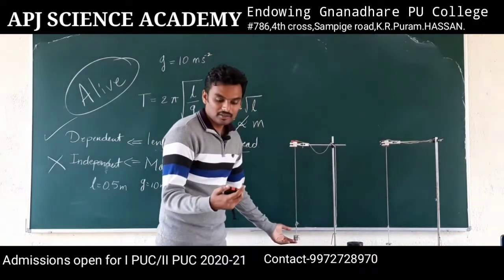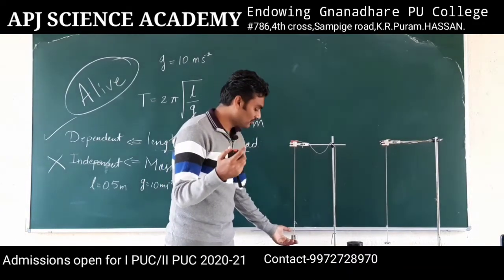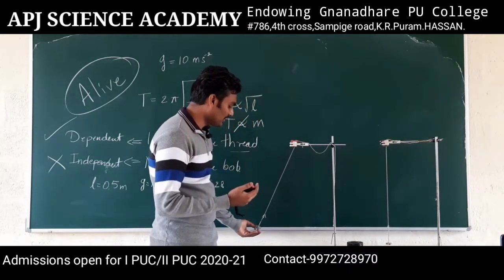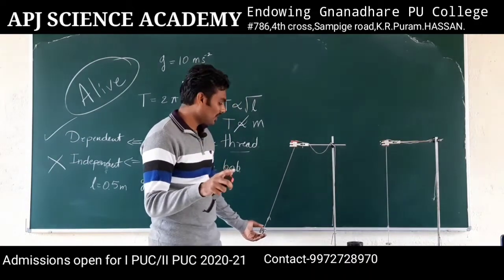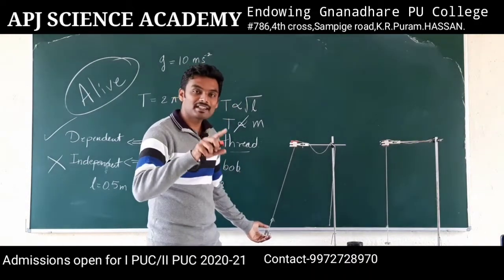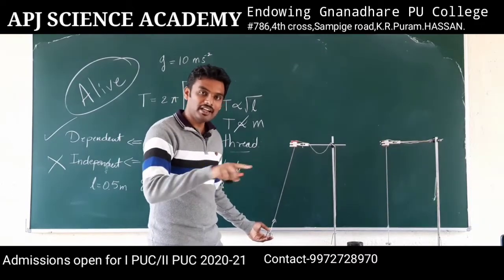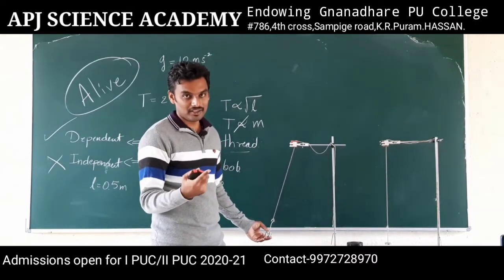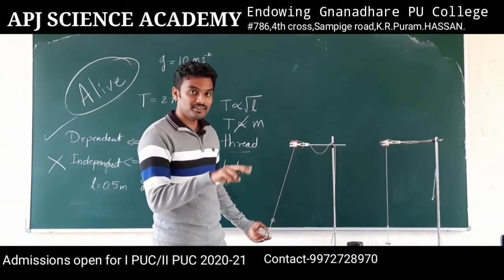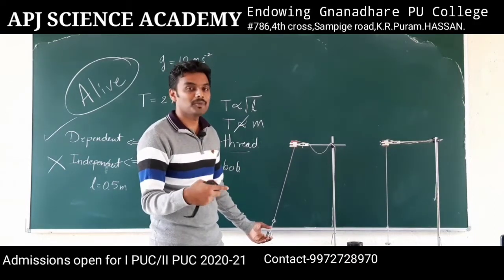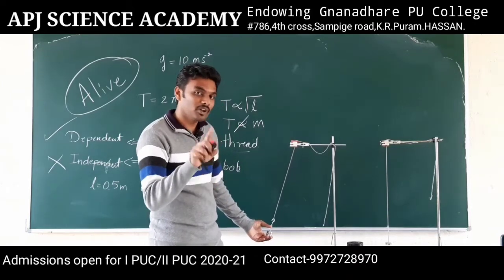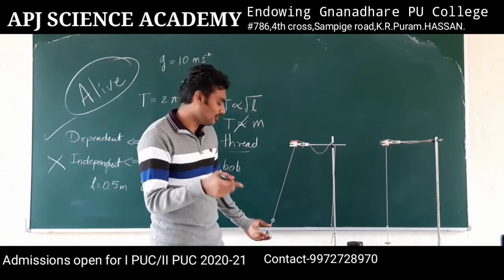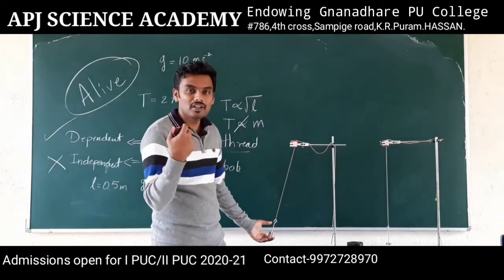One more thing, we won't be checking for one oscillation because it's very difficult for us to get the time of one oscillation. Instead, we'll take the time for 10 oscillations and divide it by 10. Clear on that? That will give me the time period of one oscillation. Why so? Because getting the time period of one oscillation is difficult, right? It's a matter of accuracy.